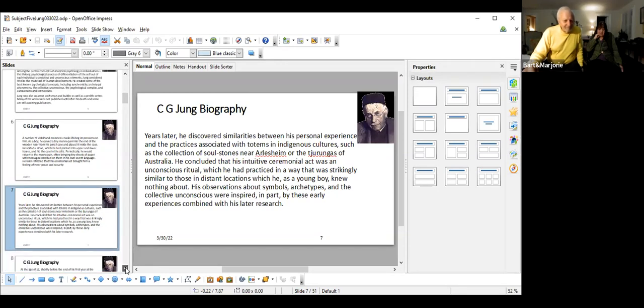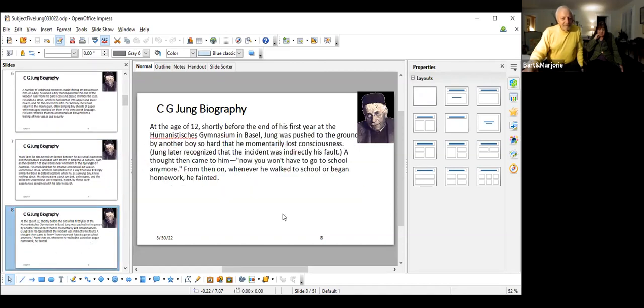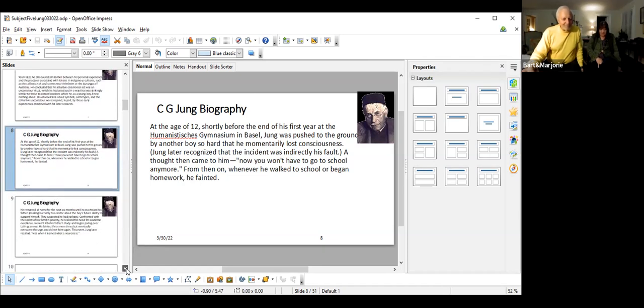Now let's see, I missed something here. Here it is. So when he was 12, and he was going to a gymnasium in Basel, Switzerland, he was pushed to the ground by another boy so hard that he lost consciousness. And he recognized later that this incident was indirectly his fault. But a thought came to him, which was, you don't have to go to school anymore if you faint, okay? So whenever he started walking to school or began to work on his homework, he fainted, okay? And so this went on for a while.